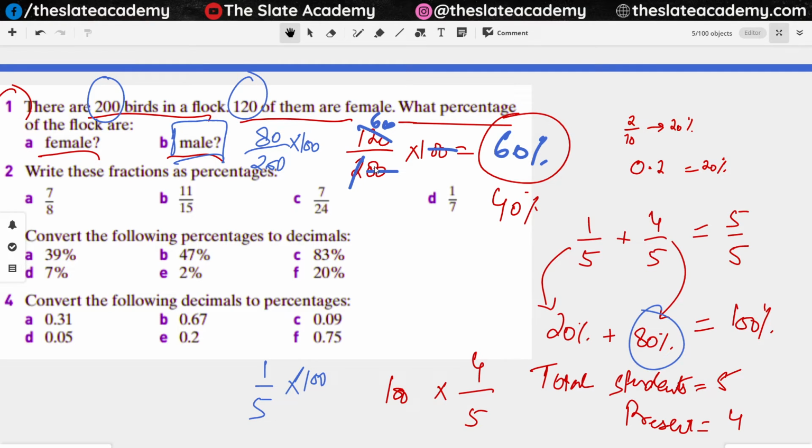Okay, Miss Noor, how many siblings do you have? You have 4 siblings. So the total children that your parents have is 5, right? How many of them are boys? 1. So it would be 1 out of 5 is a boy, 4 out of 5 are girls.